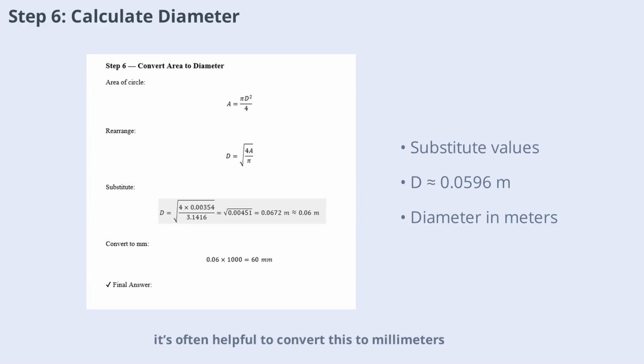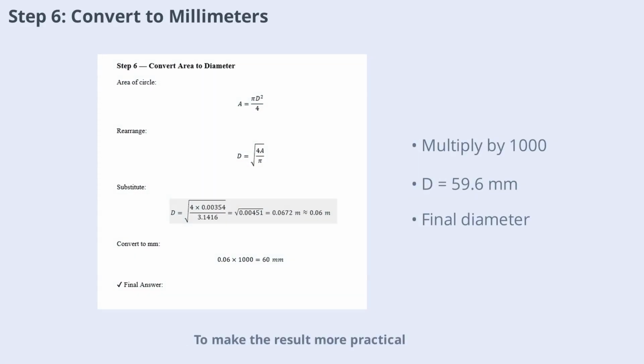For practical use, it's often helpful to convert this to millimeters. To make the result more practical, we convert the diameter from meters to millimeters. Since 1 meter equals 1000 millimeters, we multiply 0.0596 by 1000, giving us 59.6 millimeters. This is the final orifice diameter required for our system. Rounding to the nearest whole number, we get about 60 millimeters, which is a standard size for many applications.